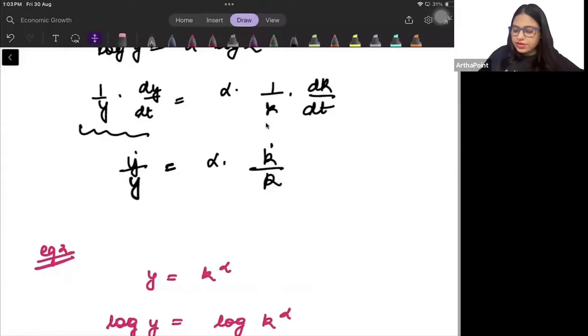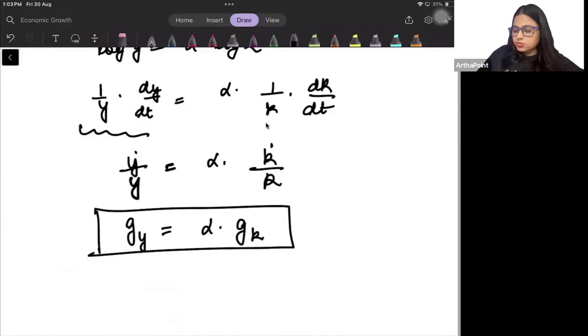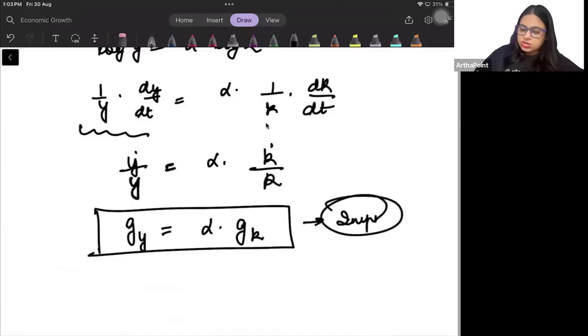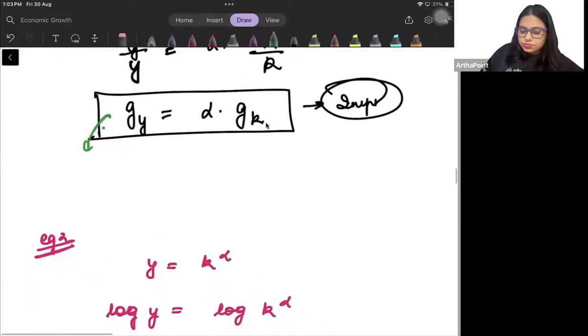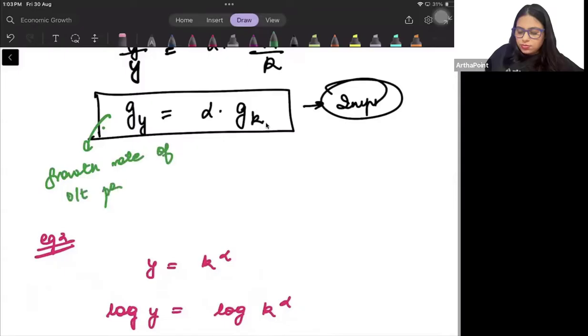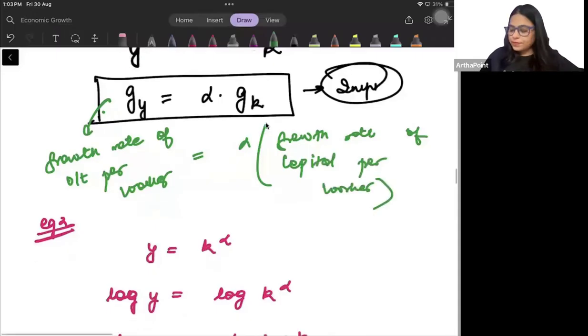And from here, we will get that the growth rate of output per worker will be alpha into growth rate of capital per worker. Important equation. Okay. So you can just say that the growth rate of output per worker will be alpha, growth rate of capital per worker. ठीक है? Okay.